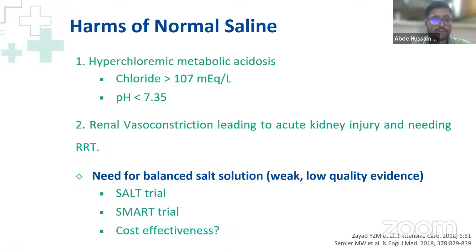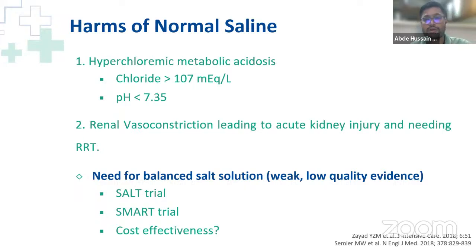So NS is not always a good thing. There are some harms, which include hyperchloremic metabolic acidosis, defined as chloride more than 107 milligrams per liter and a pH of less than 7.35. It can also cause renal vasoconstriction, which leads to AKI and further requires renal replacement therapy.